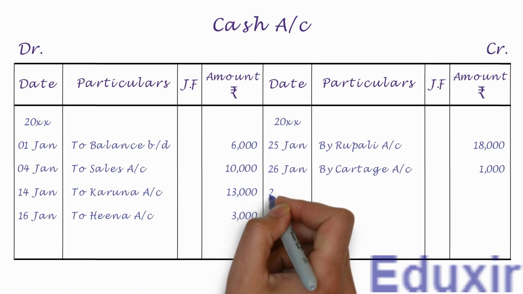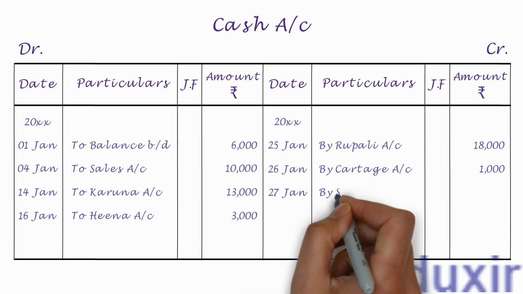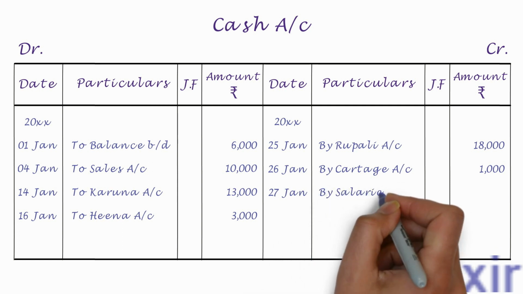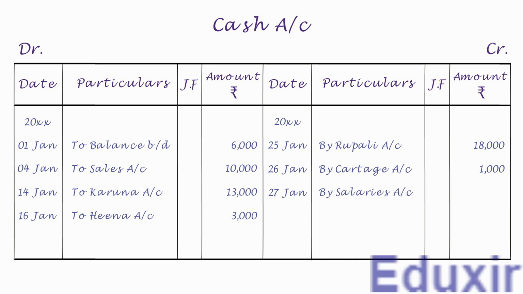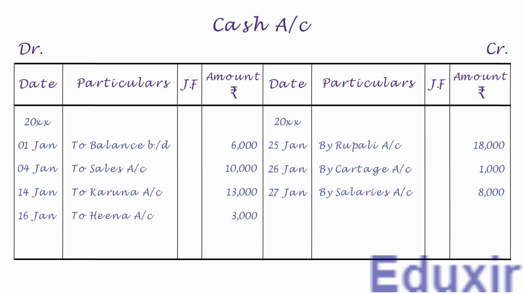Let us first write the date in the date column. We need to write by salaries account into the particulars column. Let us write the credit amount of 8000 rupees into the amount column. With that, we have completed the posting of this journal entry into the cash account. Let us now take up the next entry.